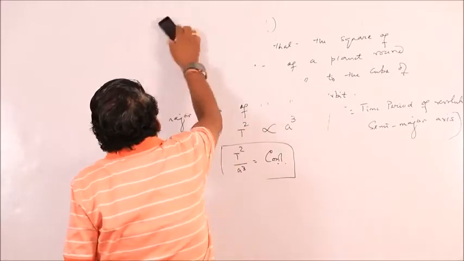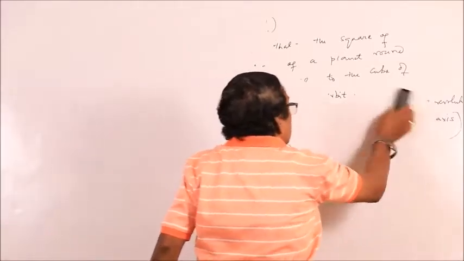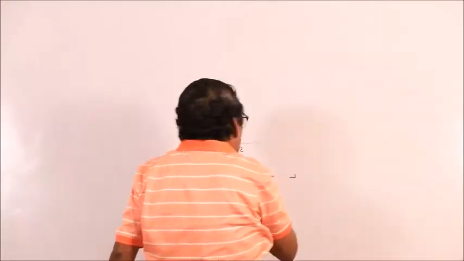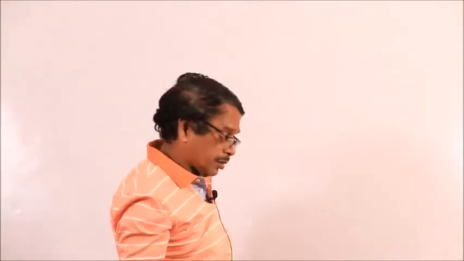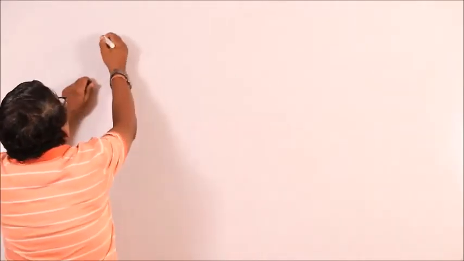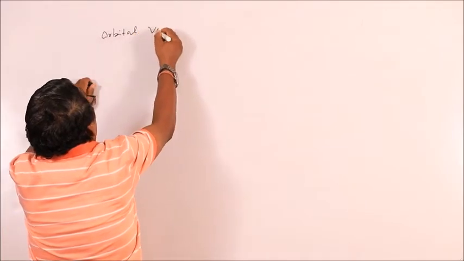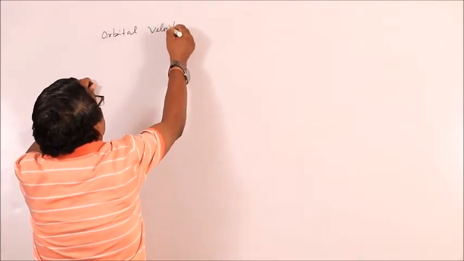Now, we shall go to orbital velocity of a satellite. A satellite which moves around the sun, and moon is the natural satellite of Earth. So, orbital velocity of a satellite. With what velocity is a satellite revolving?